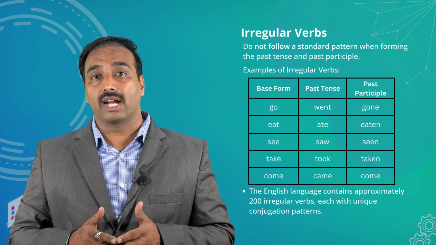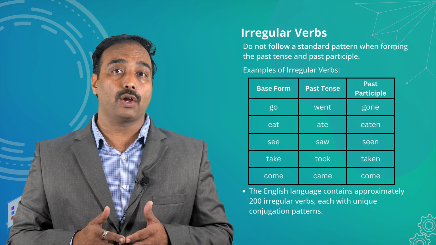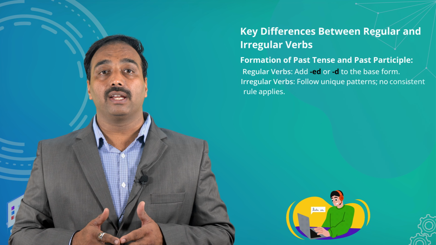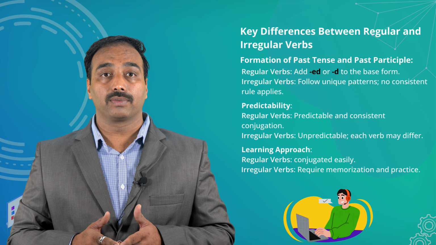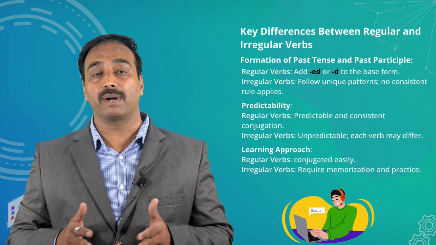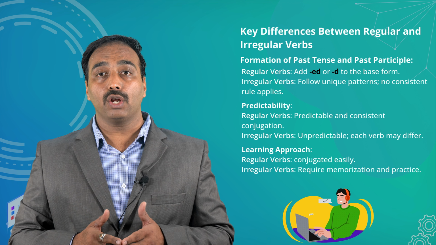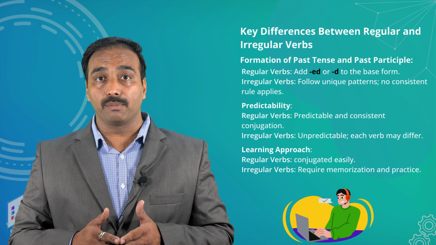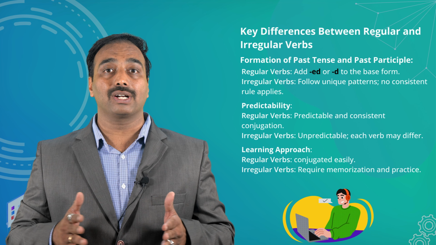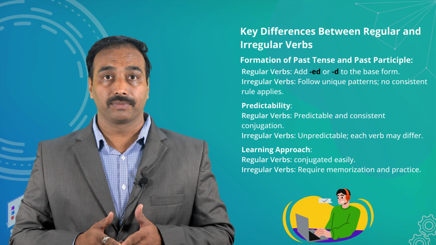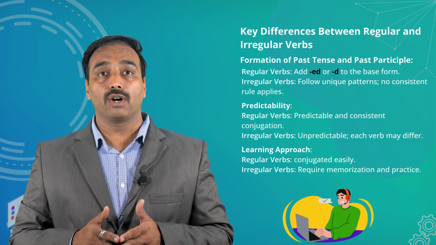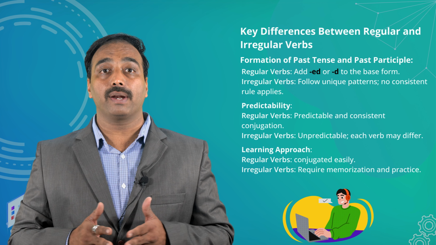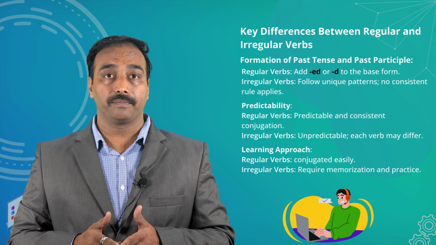The English language contains approximately 200 irregular verbs, each with unique conjugation patterns. The key difference between regular and irregular verbs is the formation of past tense and past participle. Regular verbs add -ed or -d to the base form. Irregular verbs follow unique patterns. There is no consistent rule that applies. Predictability: regular verbs are predictable and consistent. Irregular verbs are unpredictable. Each verb may differ.